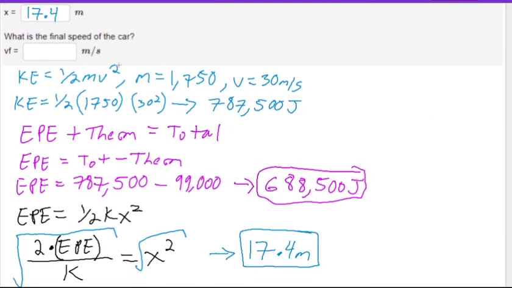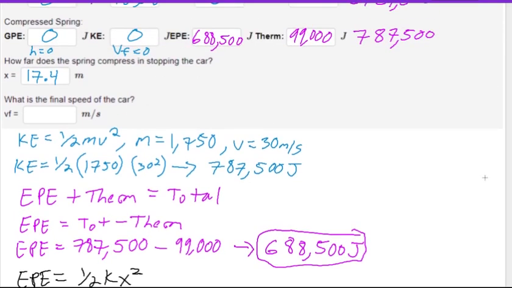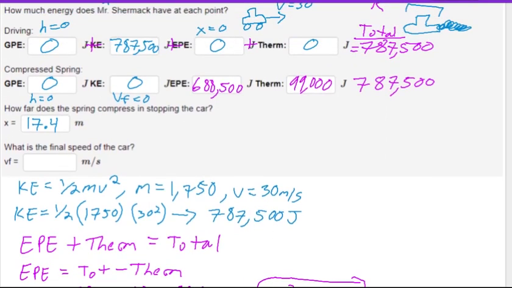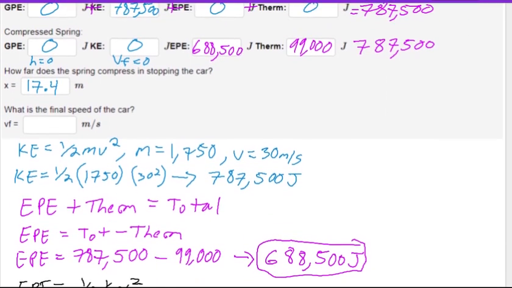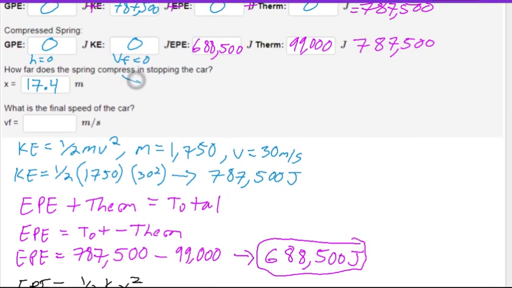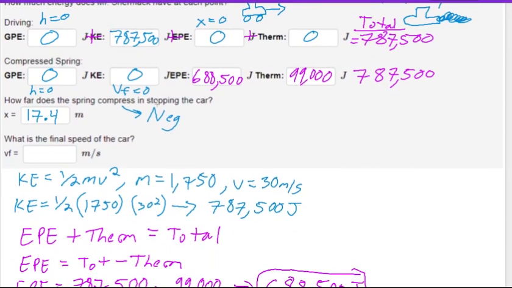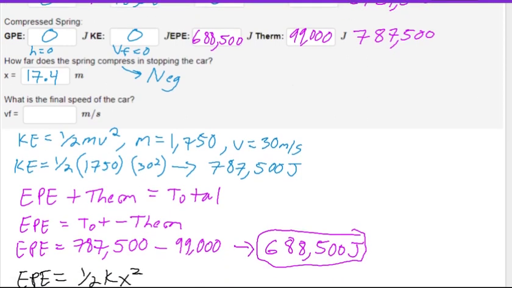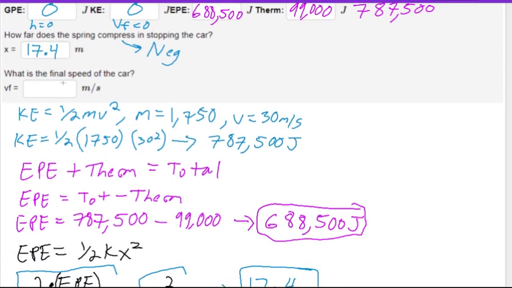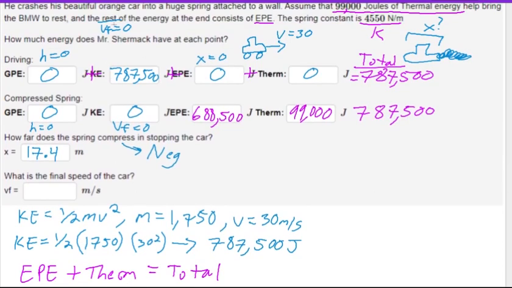Now that we have the distance compressed, well, let's think about this for a sec. It says, how far does the spring compress in stopping the car? It depends what we consider to be our positive or negative distance. I would argue that a compressed distance would be negative, but we never set our origin. So unfortunately, we don't know if it should be positive or negative in this case, but I again would make the argument that compressions are negative and stretching is positive. Lastly, it says, what is the final speed of the car? Well, it tells us in the problem, it says the car comes to rest, so the final speed is just 0 meters per second.